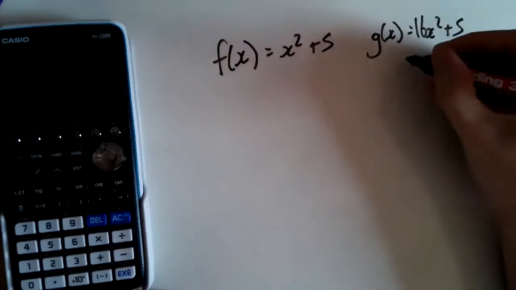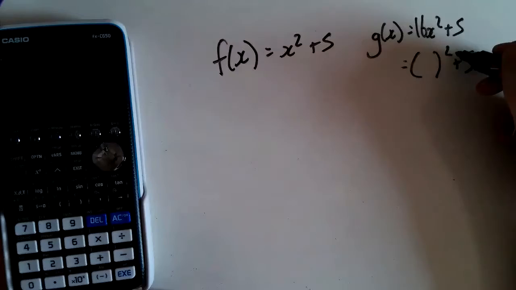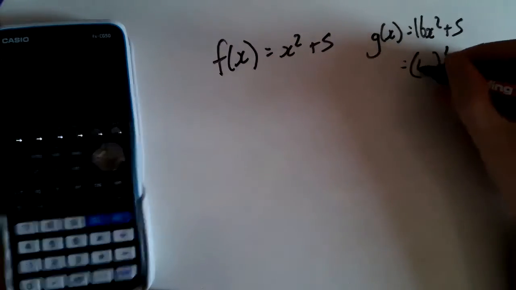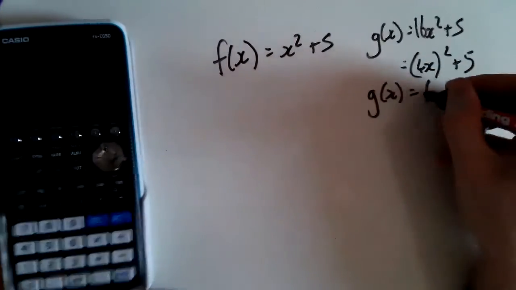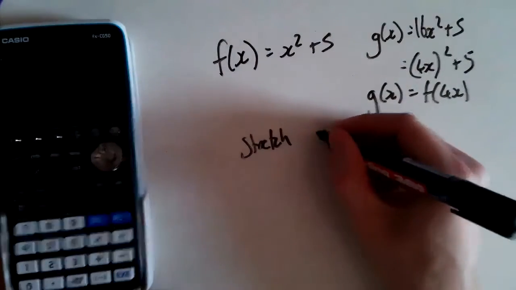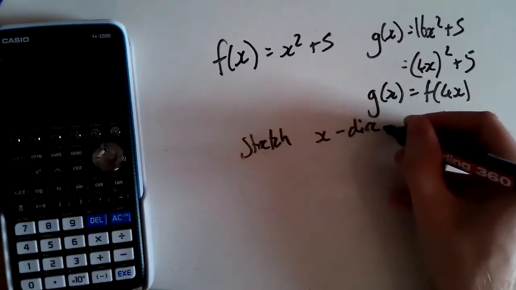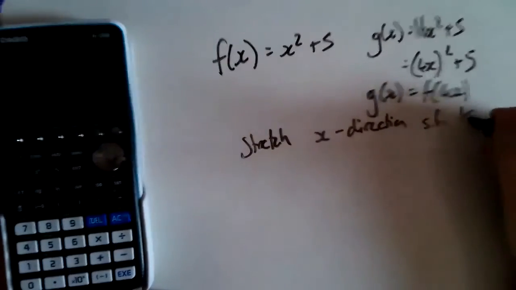So we need to write this as something squared plus 5. So something squared gives us 16x squared, so just 4x. So g of x equals f of 4x. That's a stretch in the x direction, or parallel to the x-axis, whatever phrase you like. Scale factor, do the opposite, so a quarter.